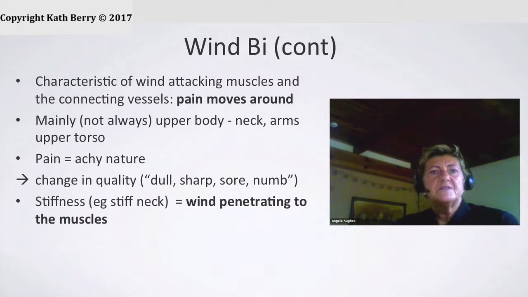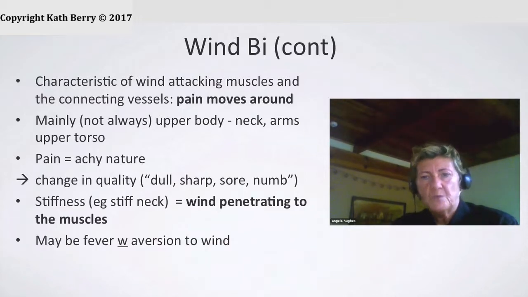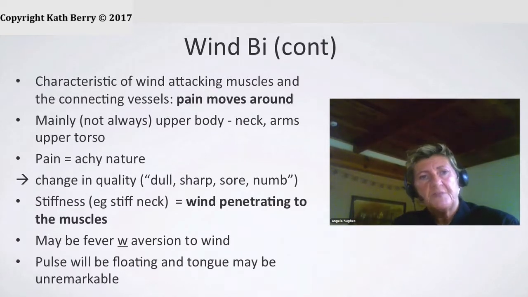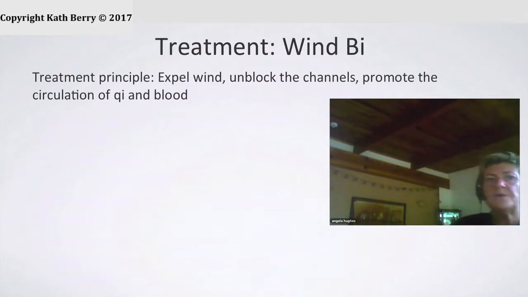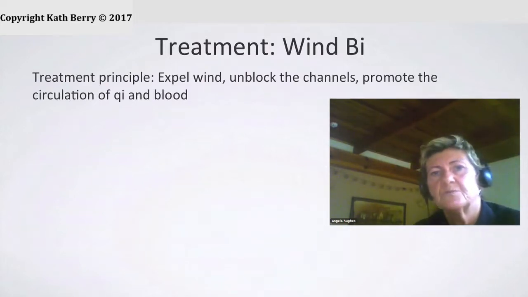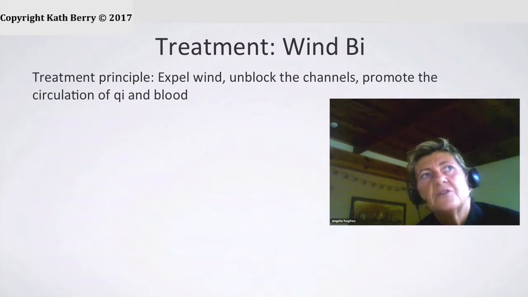Sometimes at the onset of the disease, there may be fever with an aversion to wind, but not always. In cases of mainly wind being predominant, the pulse is going to be floating and the tongue is going to possibly be unchanged. So the treatment principle here would be to expel the wind, unblock the channels, and promote the circulation of qi and blood. So at this level, cupping is indicated.